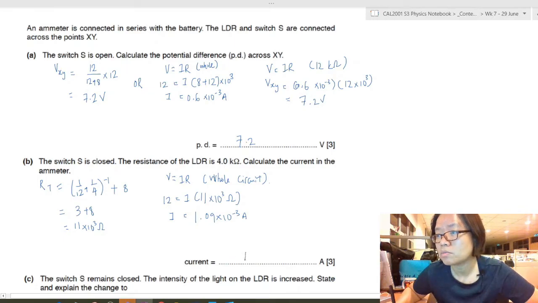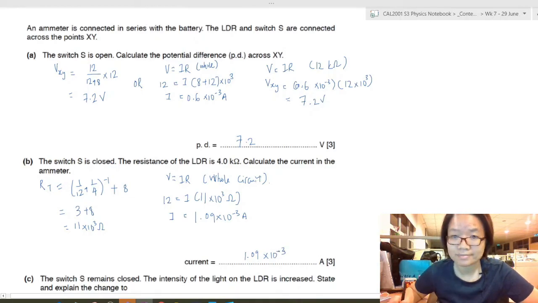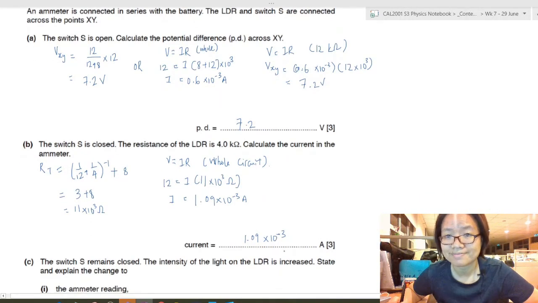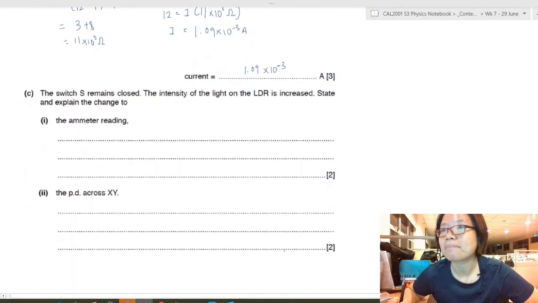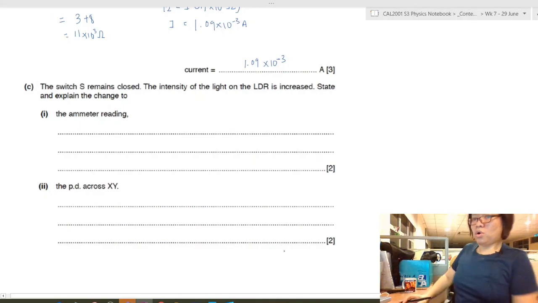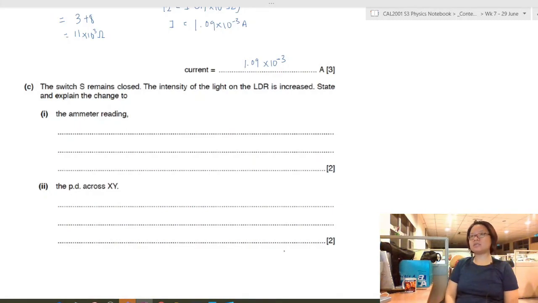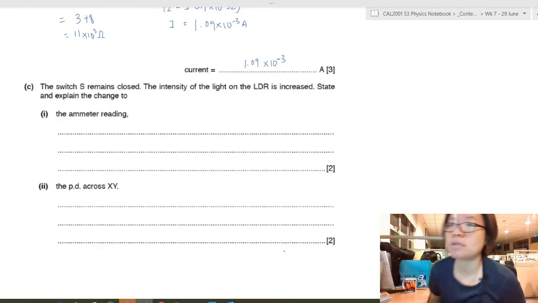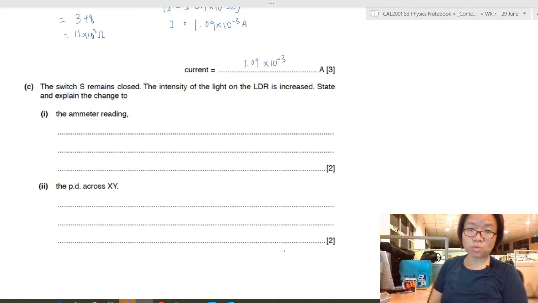Always follow the unit that is given. If you go and put 1.09, then you lose 1 mark lah. Okay, switch S remains closed. Alright, the intensity on the LDR is increased. State and explain the change on the ammeter reading and the potential difference across XY.